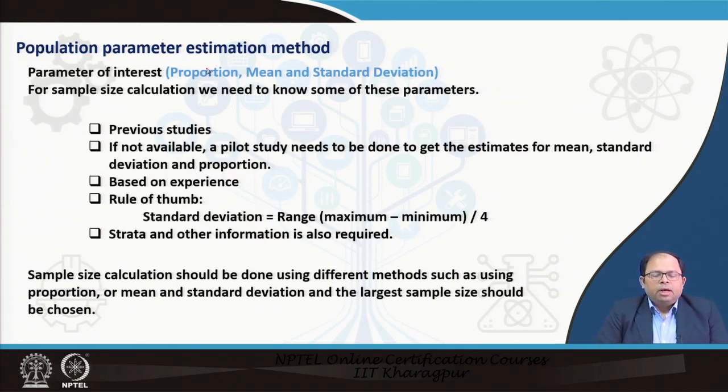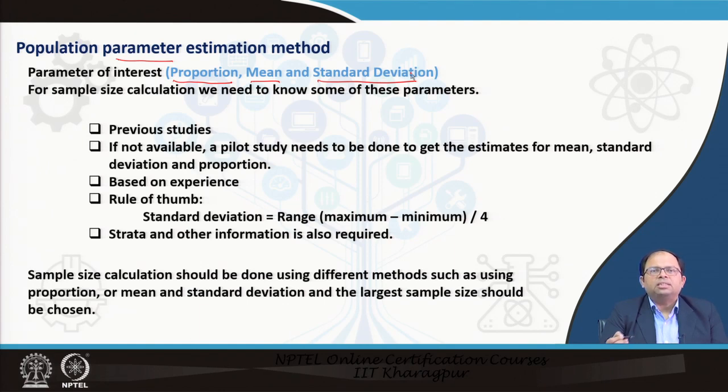Now when we are talking about the population parameter estimation method, the term parameter is important. Here it means that these are the parameters of interest that we are talking about, and they belong to the population. That means we either have to know the proportion of one attribute in the population, or we need to know its mean or the standard deviation for that population. If I know these values, then we can estimate the sample size. We don't need to know all of them. If some of them are known, we can estimate the sample size. So if these data parameters are available, then it is okay.